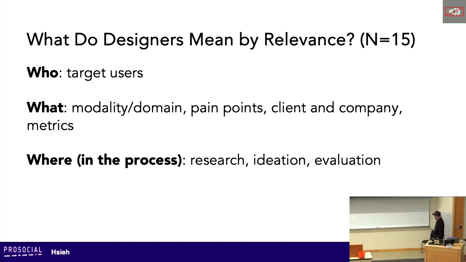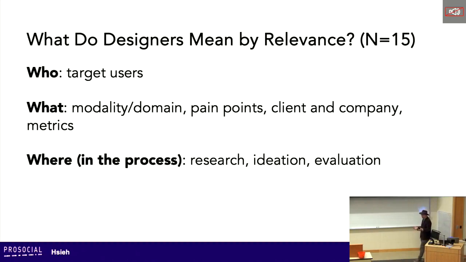And essentially, when they say they're trying to apply some designerly insight into their work, it generally falls into kind of three categories of things that they're looking for, right? Or trying to assess whether or not it's relevant for their work. One is who, right? If you do this work, who are your target users? Does that apply into my context? And then there's a question of what, right? What were you doing? What was done in this paper? And does that work in the domain, modality, the pain points that I'm trying to address, my clients, or sort of the metrics that I care about, right?